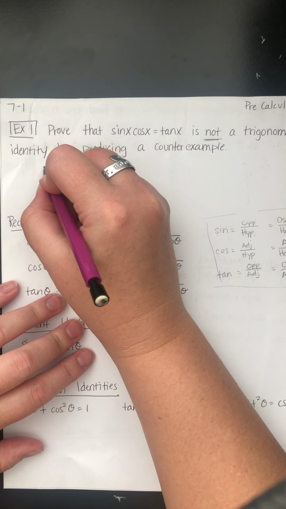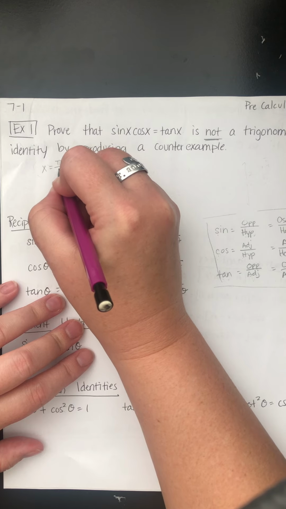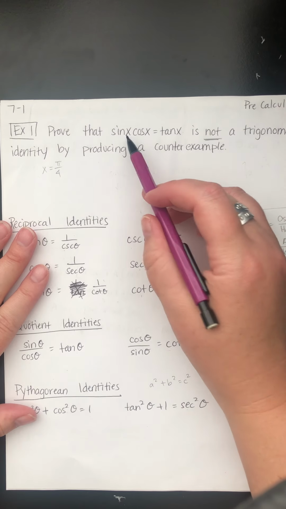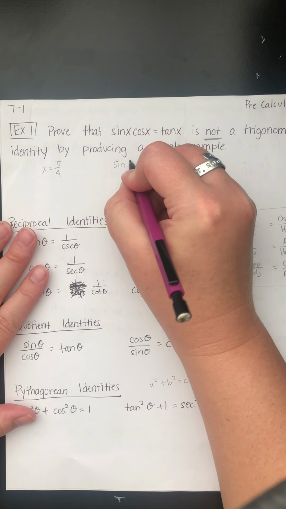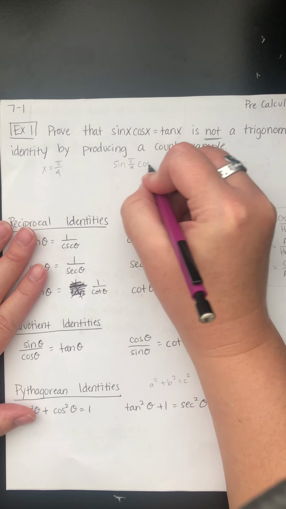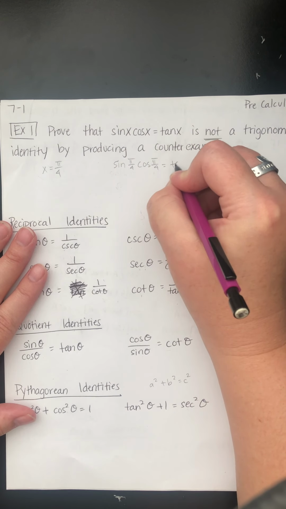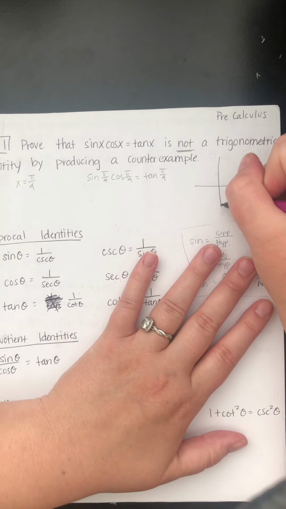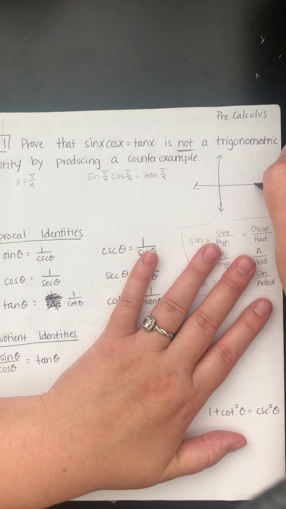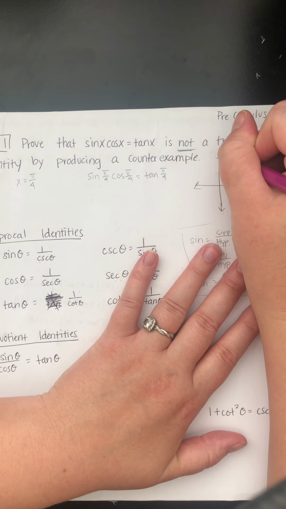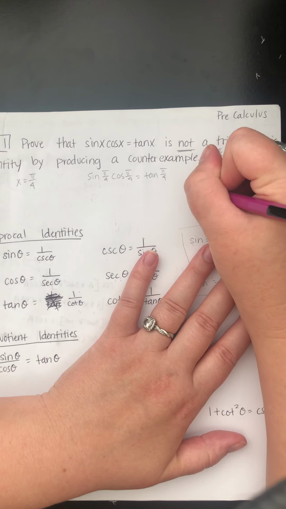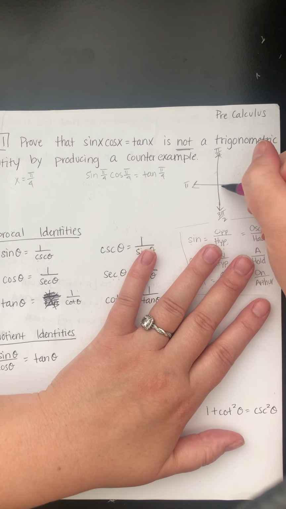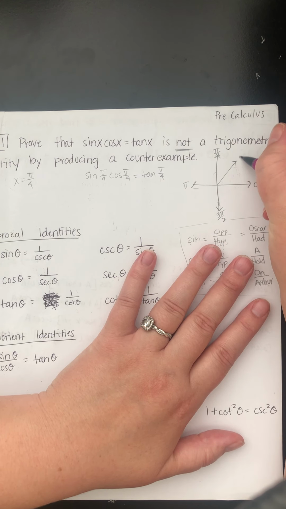I'm going to use pi over 4, which is the same thing as 45 degrees. Plugging pi over 4 in for x. If you have your graph here, this is 0, pi over 2, pi, 3 pi over 2, and 2 pi. Pi over 4 is the same thing as 45 degrees. It's going to be in your first quadrant.